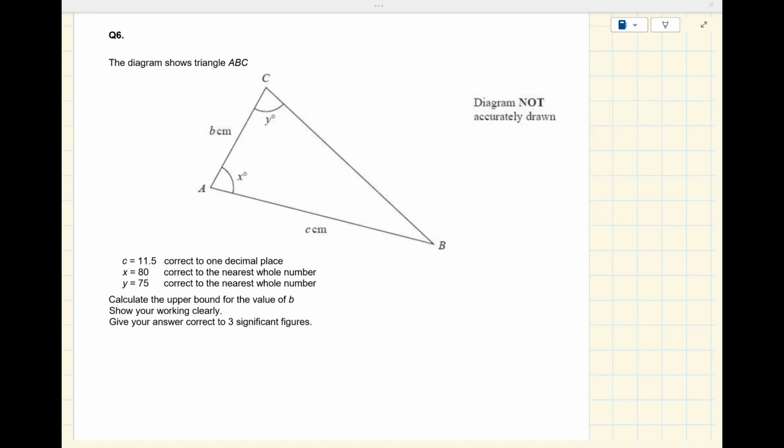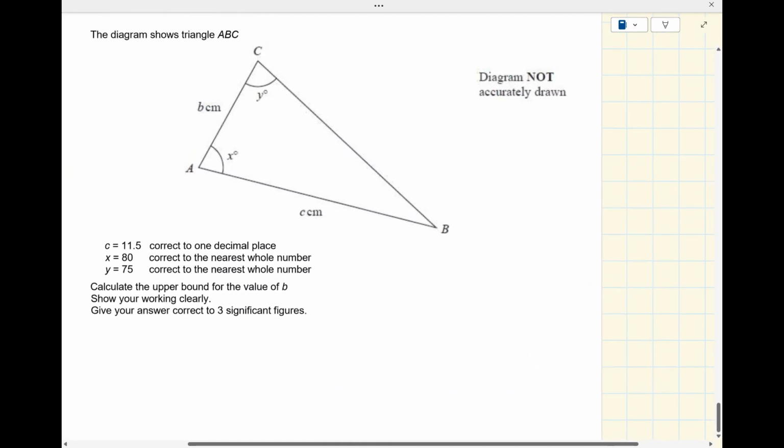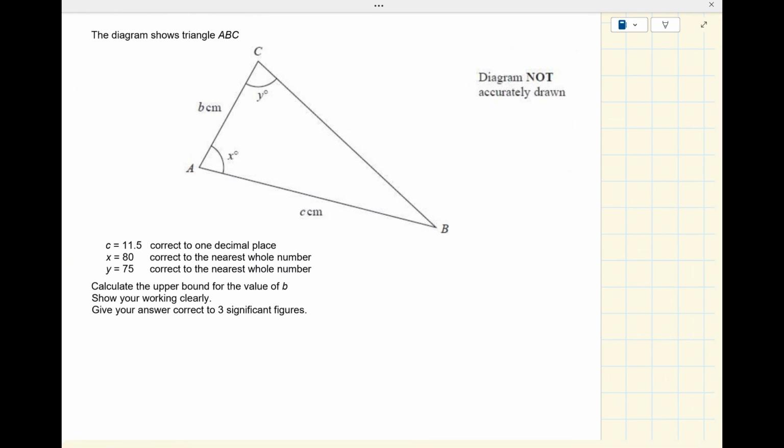Question 6. The diagram shows a triangle ABC. We're given some values for C, X, and Y here. So let's work out the upper and the lower bounds without thinking about anything else. 11.5, correct to 1 decimal place, 11.55, 11.45. X is 80 to the nearest whole number, to the nearest 1, halve 1, a half, add it on, take it away. And Y is 75 to the nearest whole number. 75.5, 74.5.